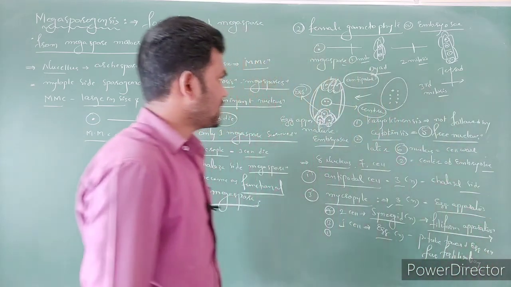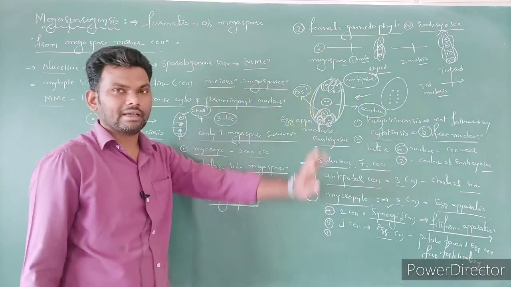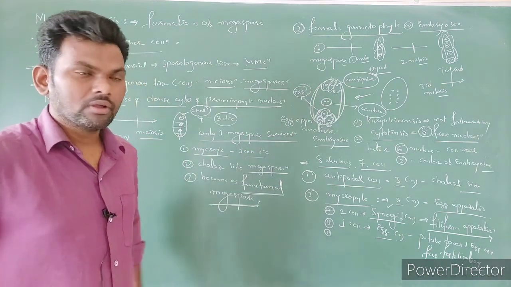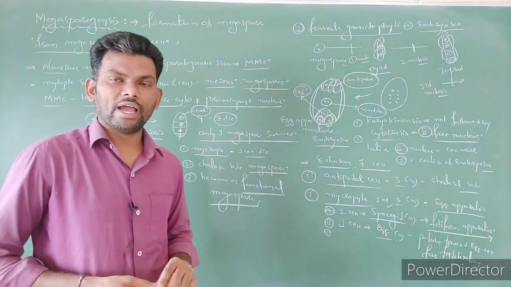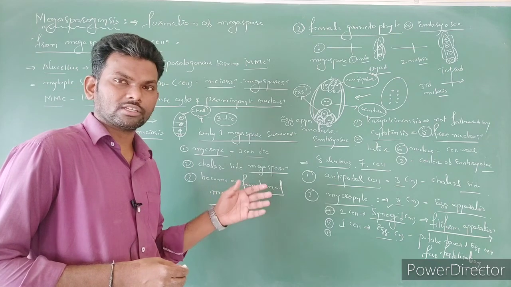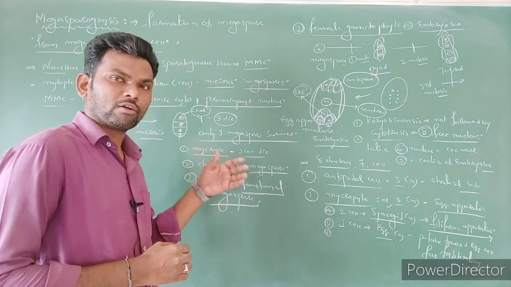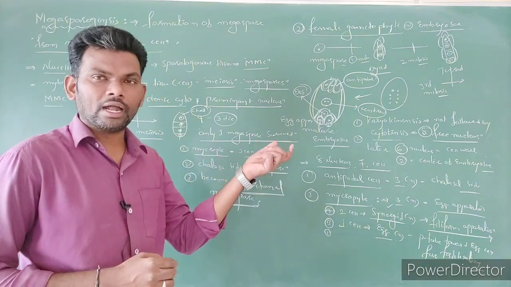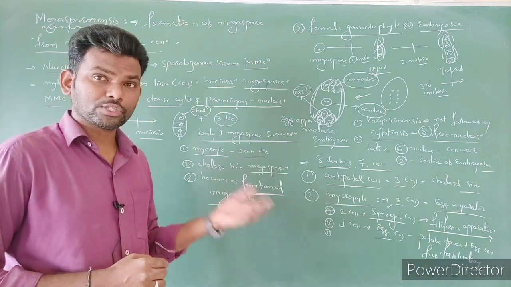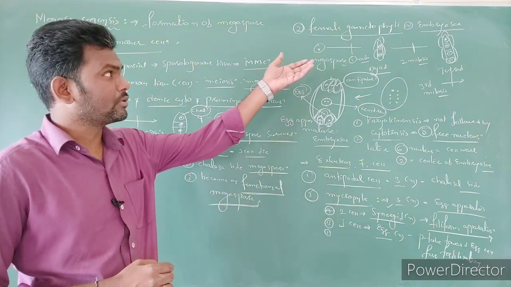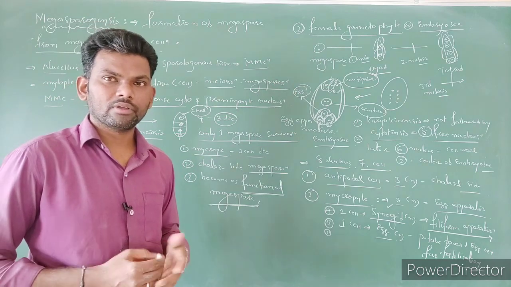Right? So this is the matured embryo sac diagram. This is actually today's lesson. We discussed the megaspore, the structure of the anatropous ovule, next megasporogenesis, and the female gametophyte, nothing but the embryo sac. Thank you all.